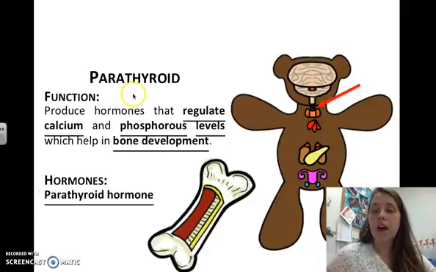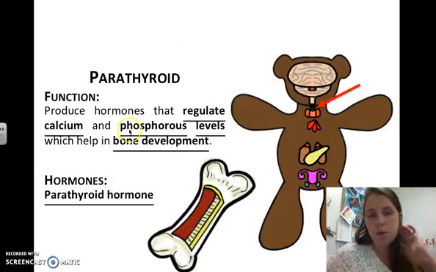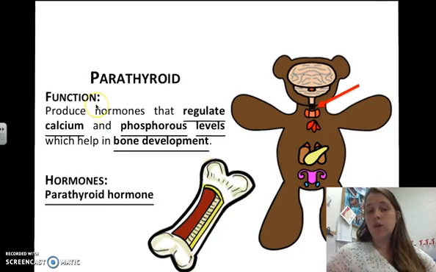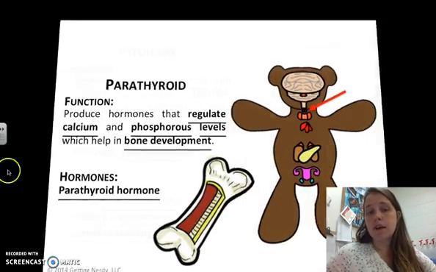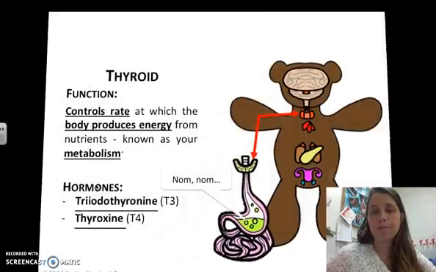All right, so the parathyroid, that's this little thing right here. This produces hormones that regulate calcium and phosphorus levels, which help with bone development. So when you're growing or when you break a bone, anything that has to do with bones is going to come from your parathyroid. And basically your pituitary will send a message to your parathyroid, which will send a message out to your body to release calcium and phosphorus so that you can build your bones. So the hormone that it uses is called the parathyroid hormone.